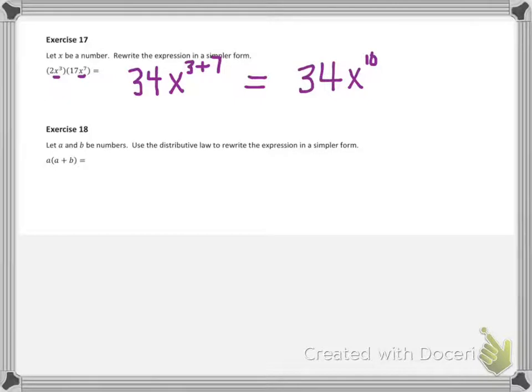Okay, and then let's see, number 18. I'm going to use the distributive property. So the distributive property just says that a times a, that's a squared, plus a times b, that's ab. And you should remember that from 6th grade.